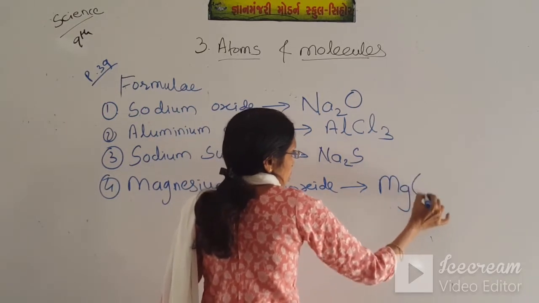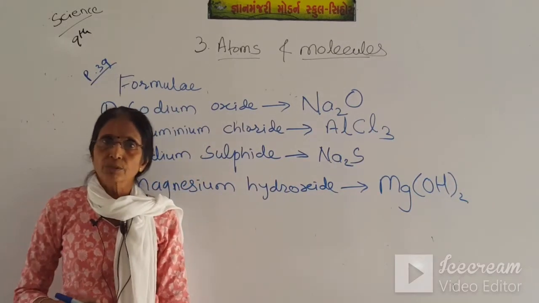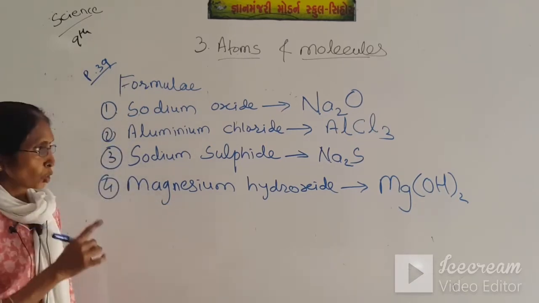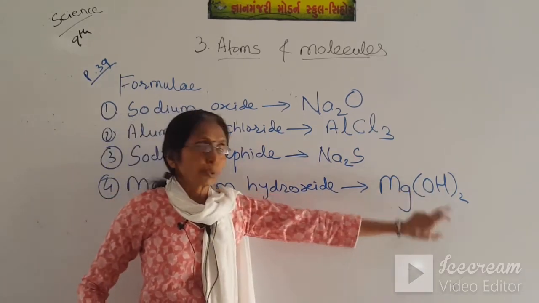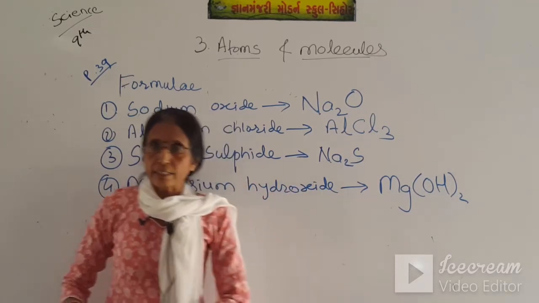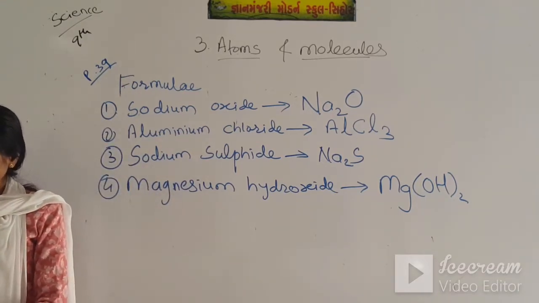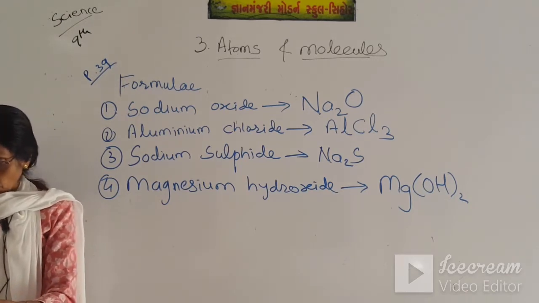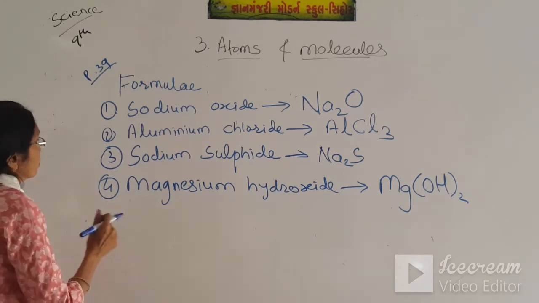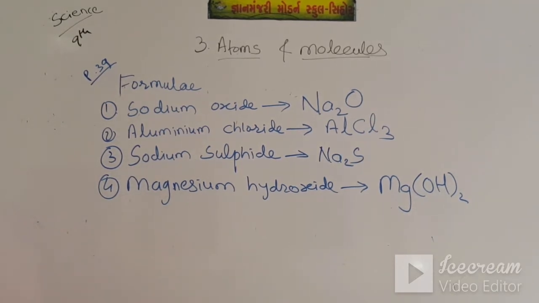Mg small, OH twice. The bracket is very necessary, students, as I have discussed a few minutes ago, because there are 2 atoms of oxygen and also 2 atoms of hydrogen. OH is just one group, so the bracket must be there. Now question number 2, write the names of compounds from the formulae. So just note down this, then I will go for the next question.